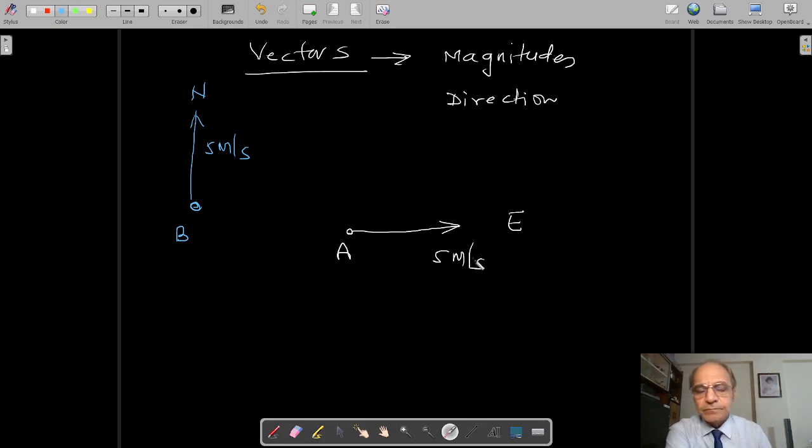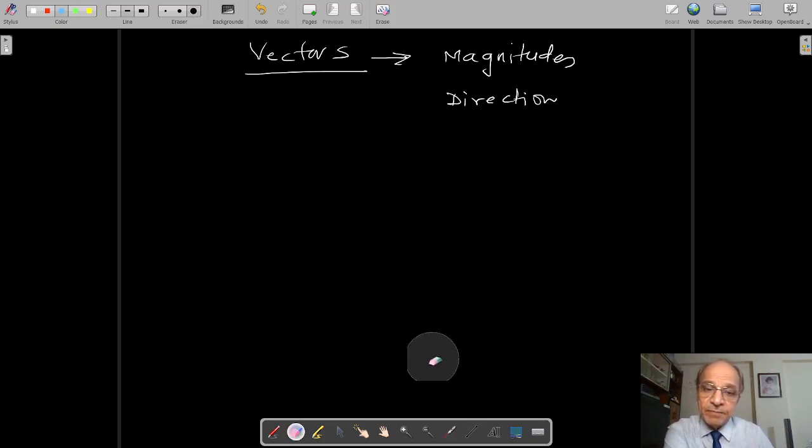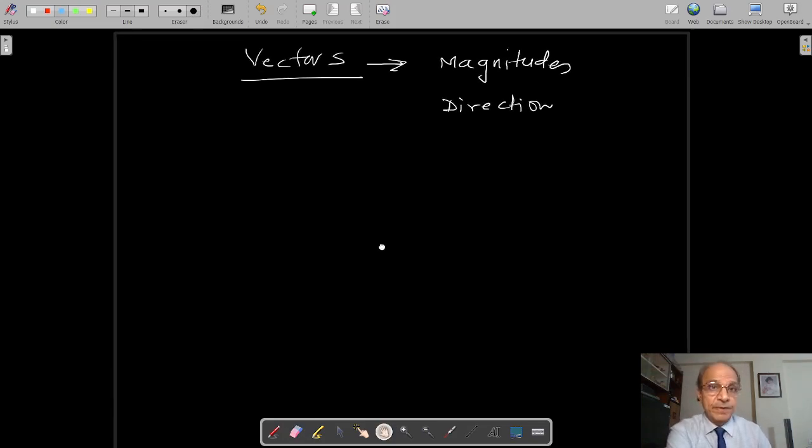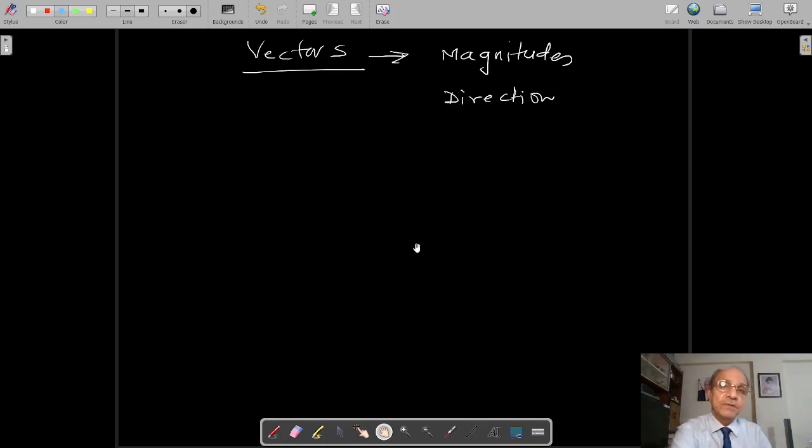Therefore, a vector has both magnitude and direction. If we write only magnitude, then this is incomplete. If we want to express a vector completely, then we have to mention its magnitude and direction both. So I hope you know the importance of vectors, what vectors are, and how a vector is different from a scalar.